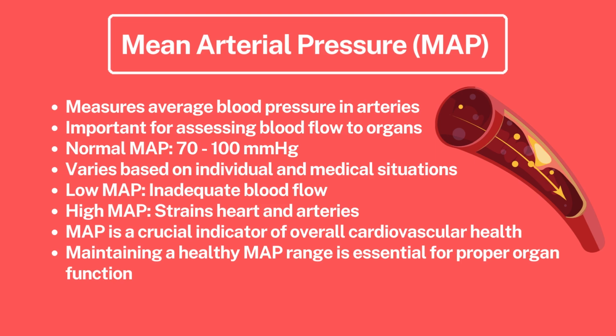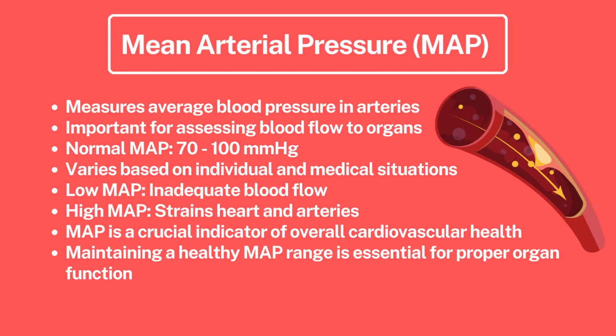All right, let's talk about an important concept in understanding blood pressure. This is mean arterial pressure, or MAP. MAP measures the average pressure in your arteries, and it's not just about numbers, it plays a vital role in assessing the blood flow in your organs. Think of it as a window into your body's cardiovascular health. It gives us a clearer picture of blood flow than a single blood pressure reading ever could.